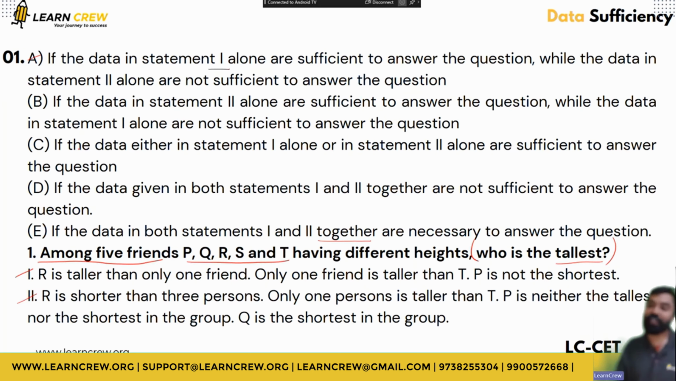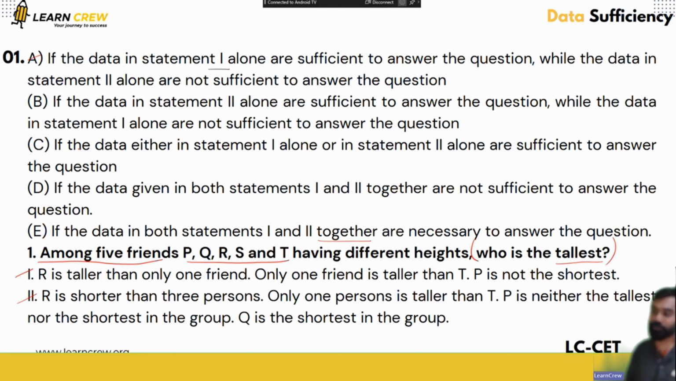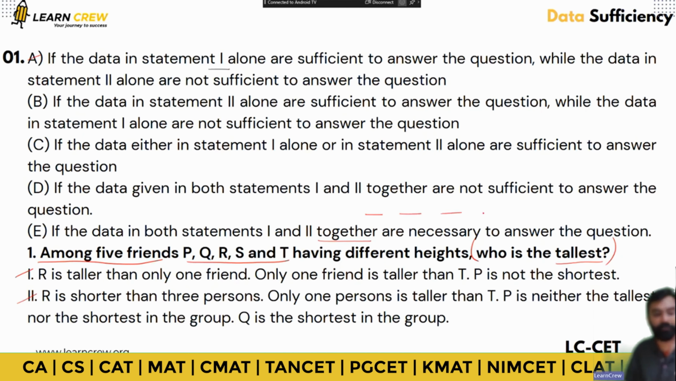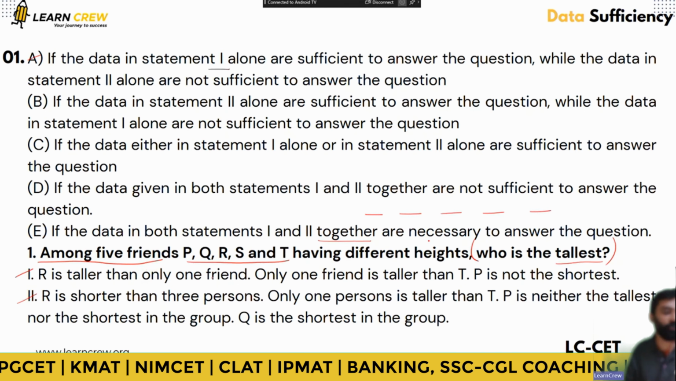Now, the first one I will help you solve, and the second one you are going to start. R is taller than only one friend. So how many friends do we have? We have 5 people in the group, right? 1, 2, 3, 4, 5. R is taller than only one friend.